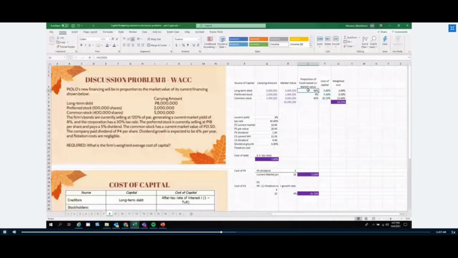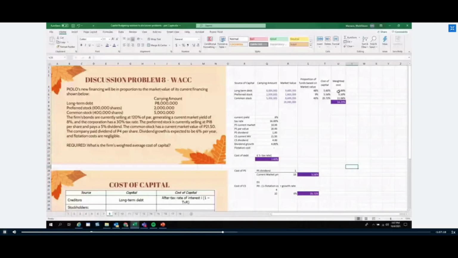So, paano na-compute yung 48%? That's 9,600,000 pesos divided by 20 million. No? So, 48%. Then 9% for preferred stock: 1.8 million divided by 20 million. And then 8.6 million divided by 20 million. So, that's 43%. So, 100% naman yan. Now, paano nga itong cost of capital?